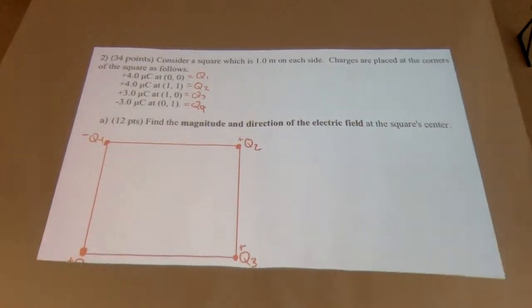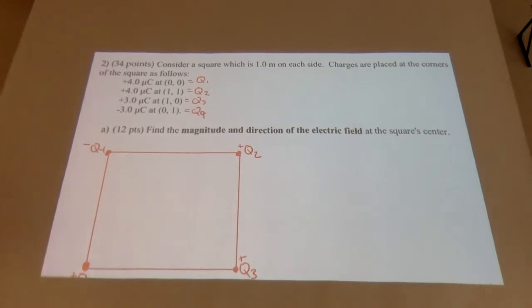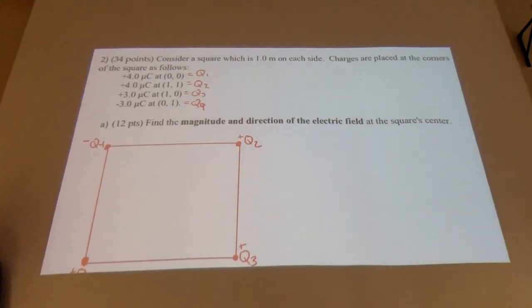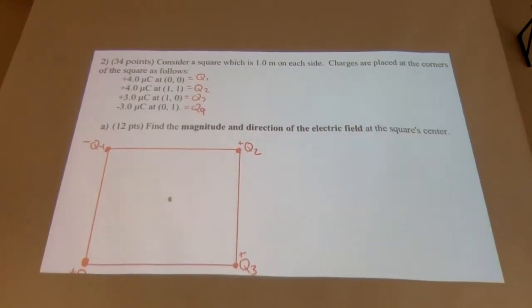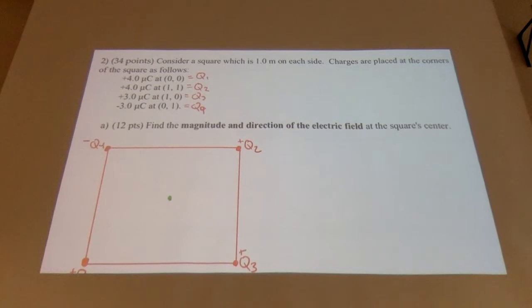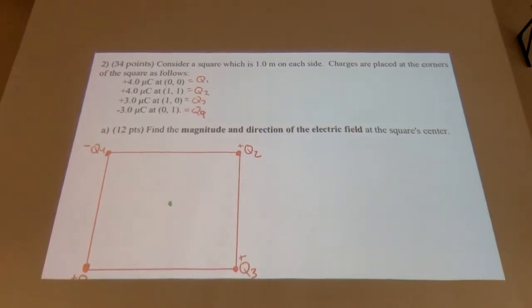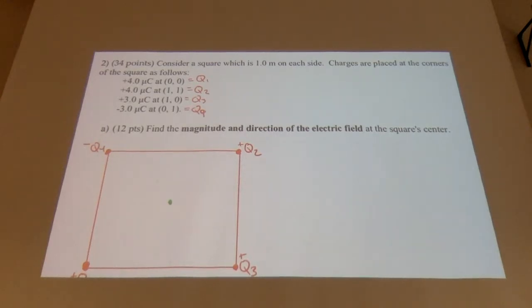Rhombus is gone. So find the magnitude and the direction of the electric field at the center of the square. So we're going to the middle of the square and we're going to try to find something about the direction of the electric field. First thing, I'd kind of like to know how far away I am from those charges. That's going to come in handy because I need to know R. It's going to be the same for all 4 of them, so I'd like to know this distance.